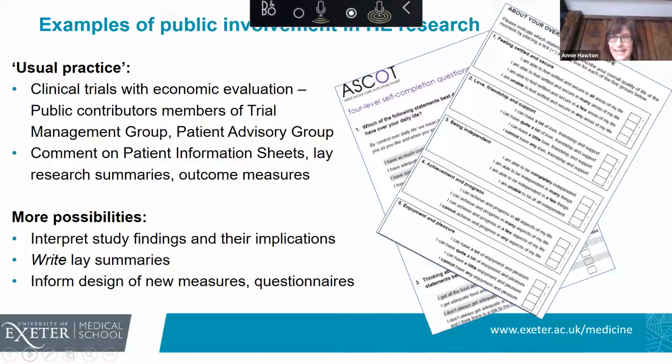And that's great and is needed and is a really legitimate, important role for public contributors, but public involvement need not end, nor should it end there. There are other possibilities. Just as a few examples, public contributors can help to interpret study findings and their implications. They may wish to write lay summaries. They can help inform the design of new measures and questionnaires. So, for example, we worked with the HEMS group to identify illness-related events and to specify them in a form suitable for use in assessing the responsiveness of preference-based measures.